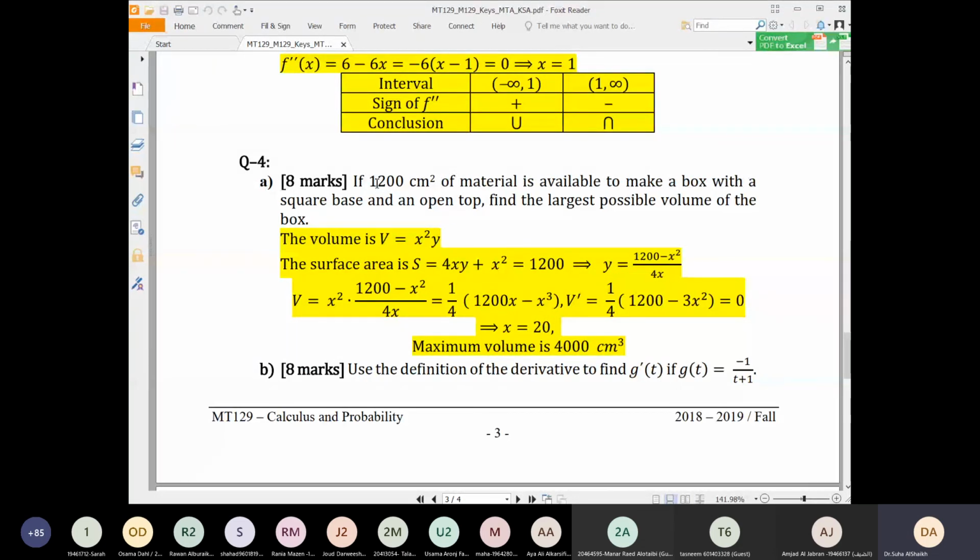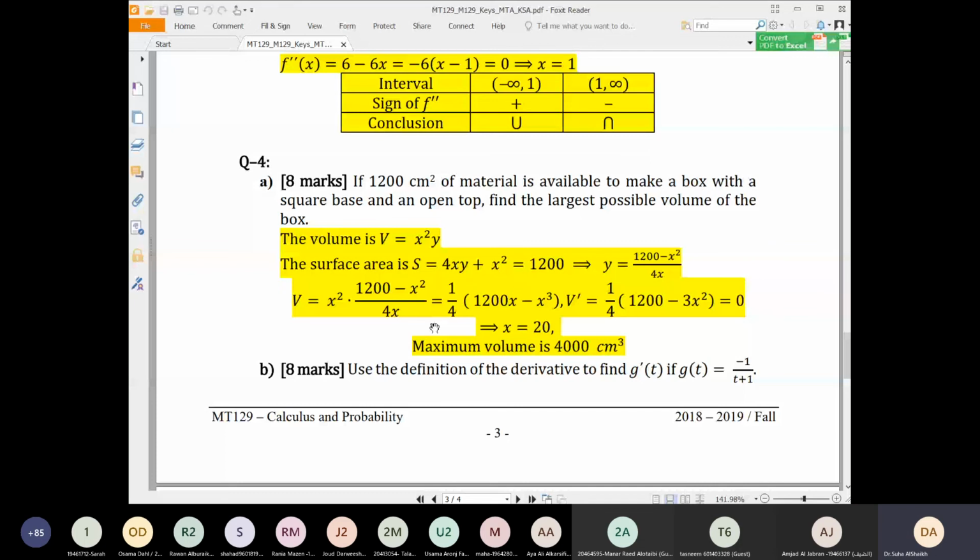You have 1,200 centimeter cubed of material available to make a box with a square base. Now the base is square and open top. You can imagine how it looks. We have a box, and the base of the box is square and it's open top. Okay, find me the largest possible volume of the box.